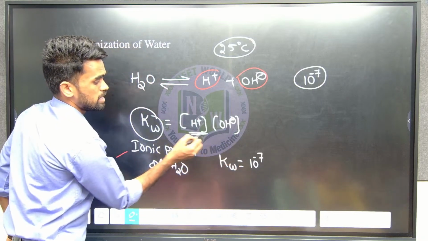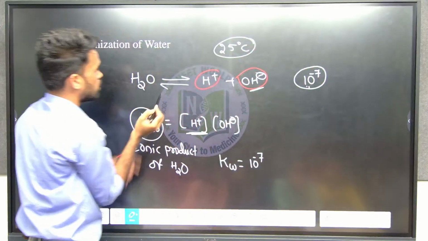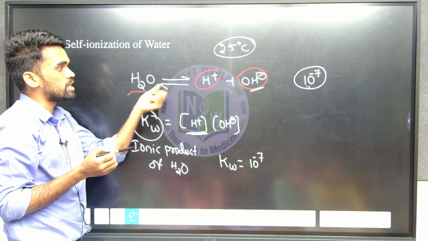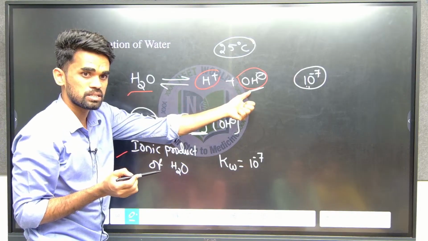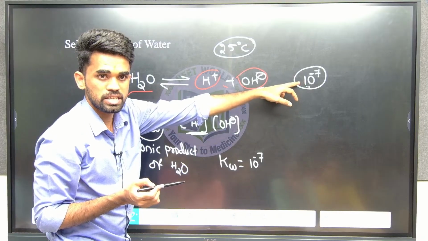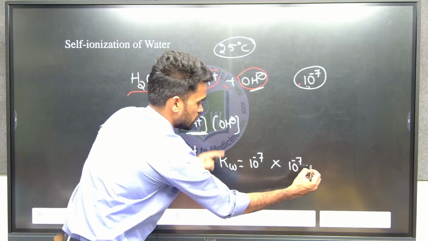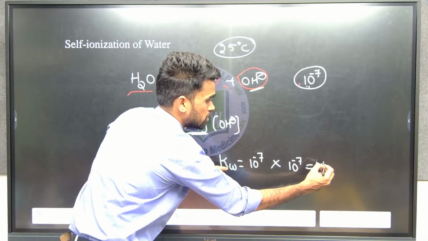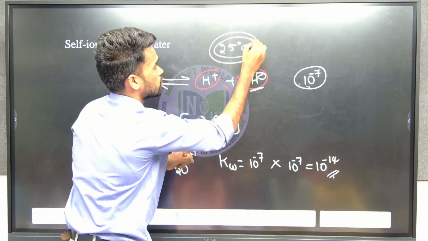See, the H plus ion concentration is how much? OH minus also the same. See, when a water molecule dissociates, how many H plus ions come? One H plus. How many OH minus? So both of them are equal, which means their concentration is also the same. So 10 power minus 7 into 10 power minus 7. So the ionic product of water is how much? 10 power minus 14.